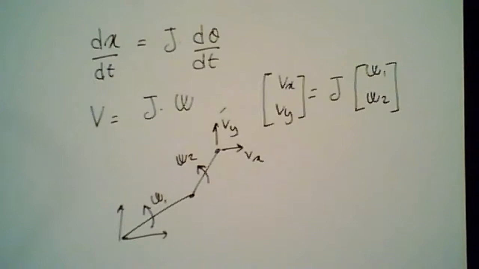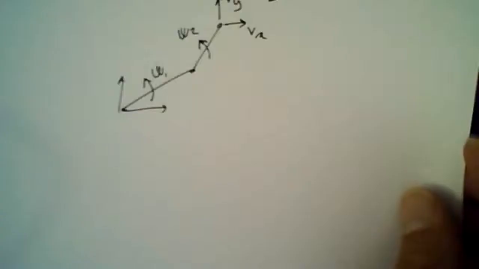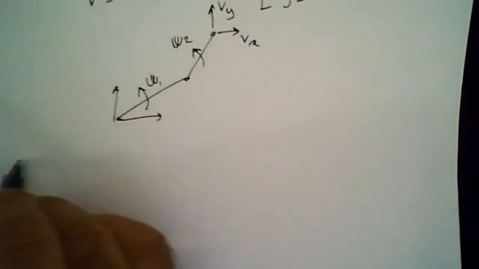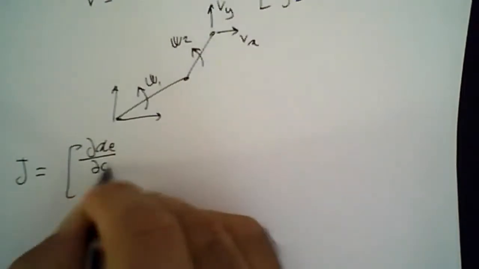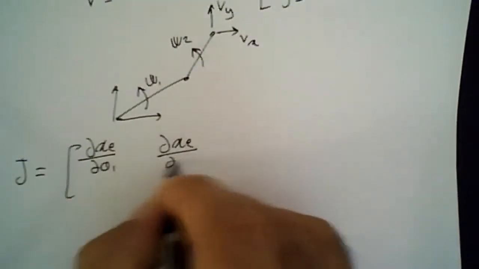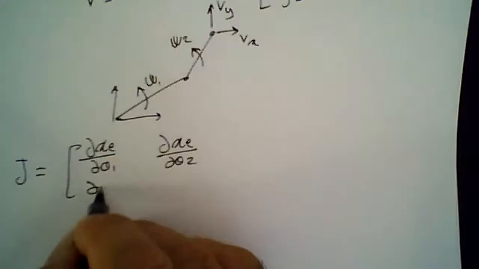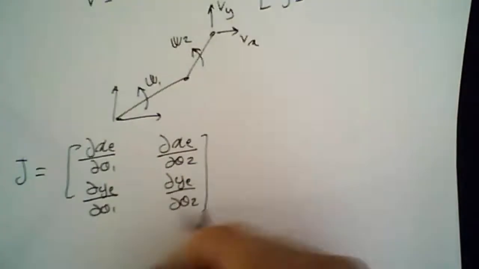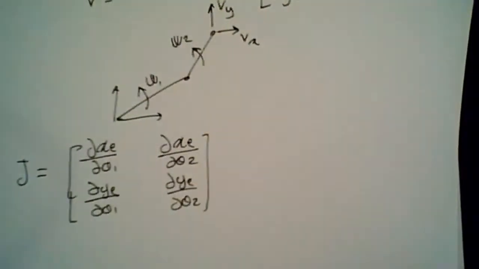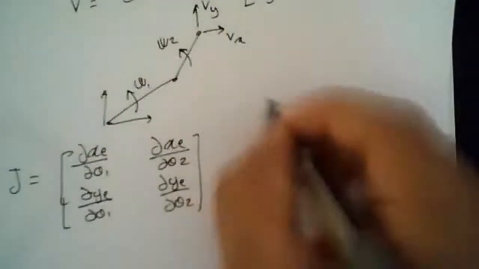Okay, what I would like to do now is go ahead and solve the Jacobian and continue to work on it. We said the Jacobian is going to be provided to us as dxe d theta 1, dxe d theta 2, dye d theta 1, and dye d theta 2. How do I calculate dxe d theta 1? So let's do it here.